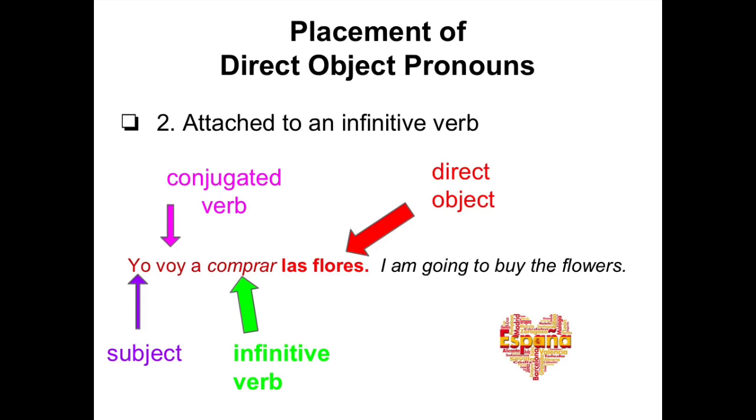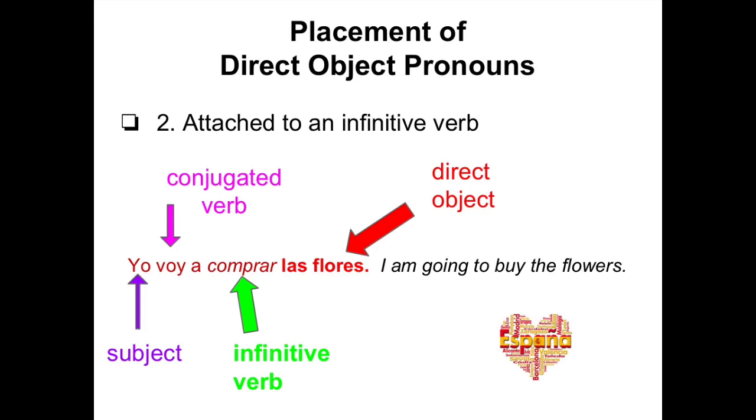I'm going to change the example sentence just a little so that we can include an infinitive verb. Yo voy a comprar las flores means I am going to buy flowers. Yo is still my subject. Voy a is the verb phrase that is conjugated and means am going. The infinitive verb in this sentence is comprar.